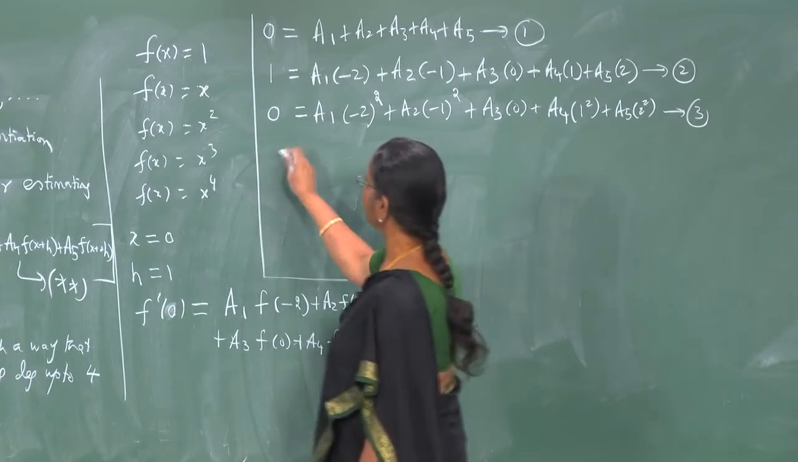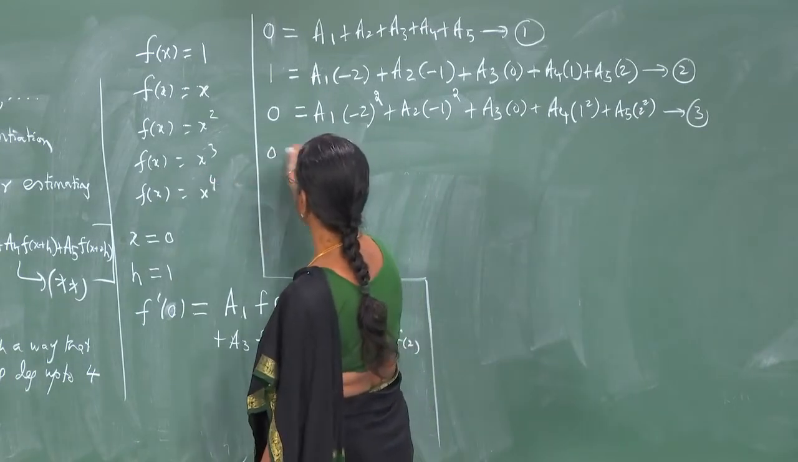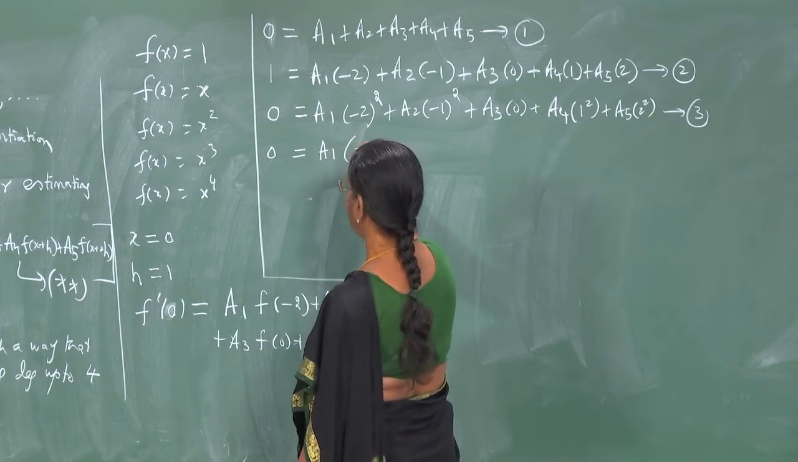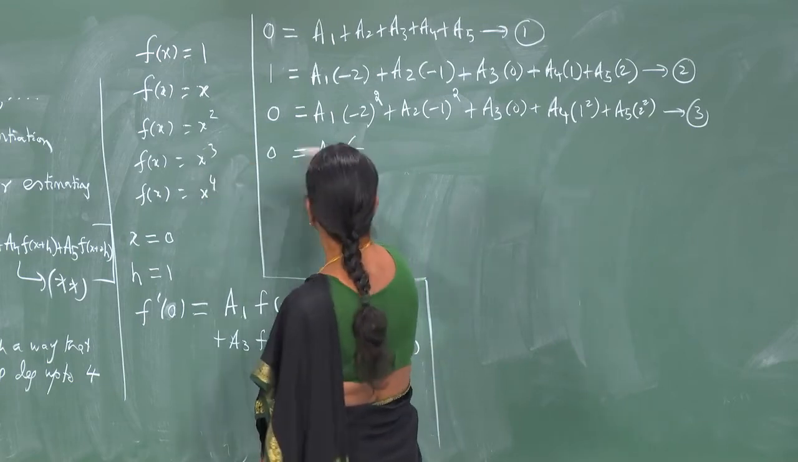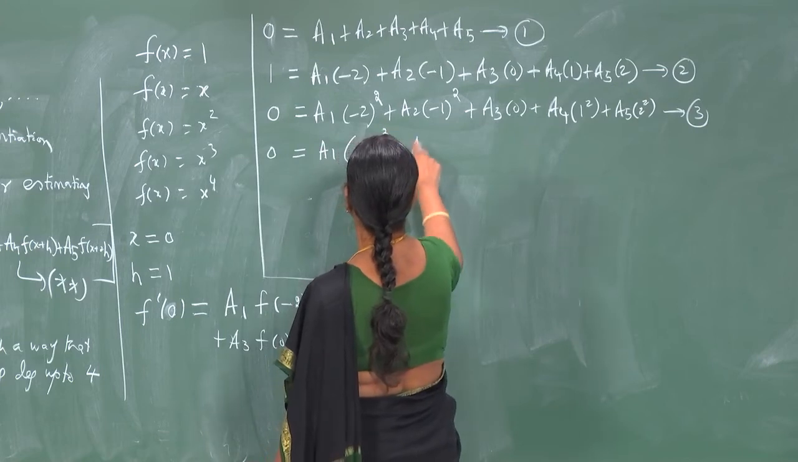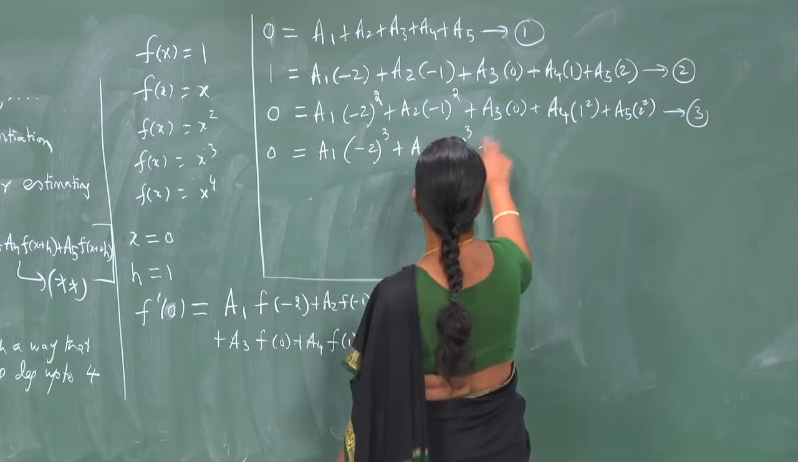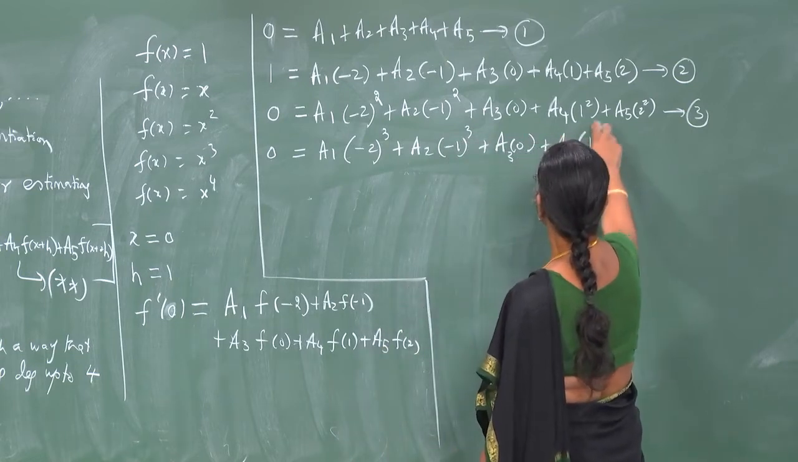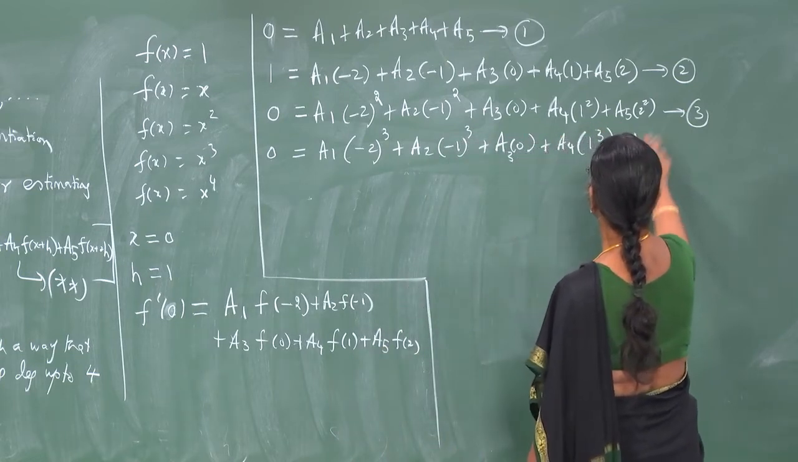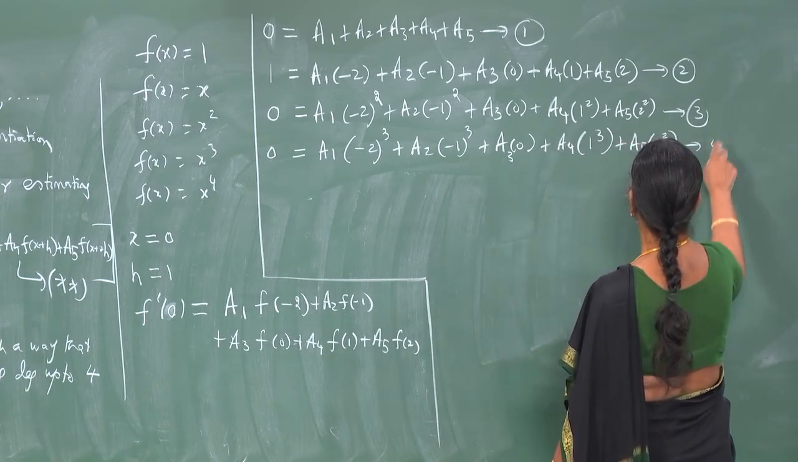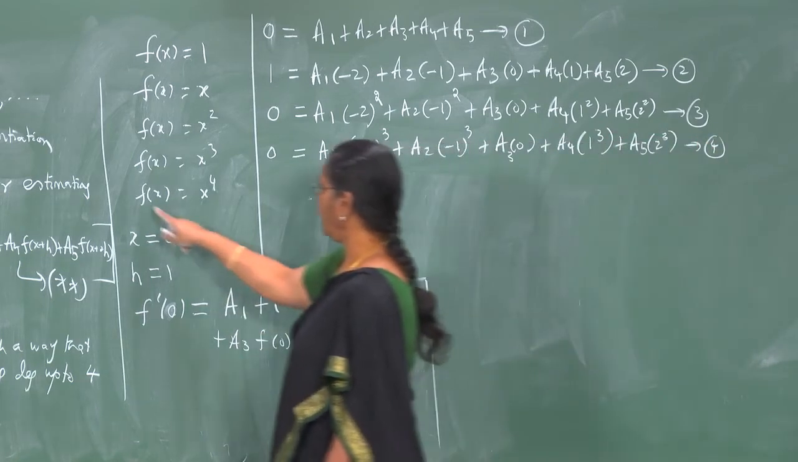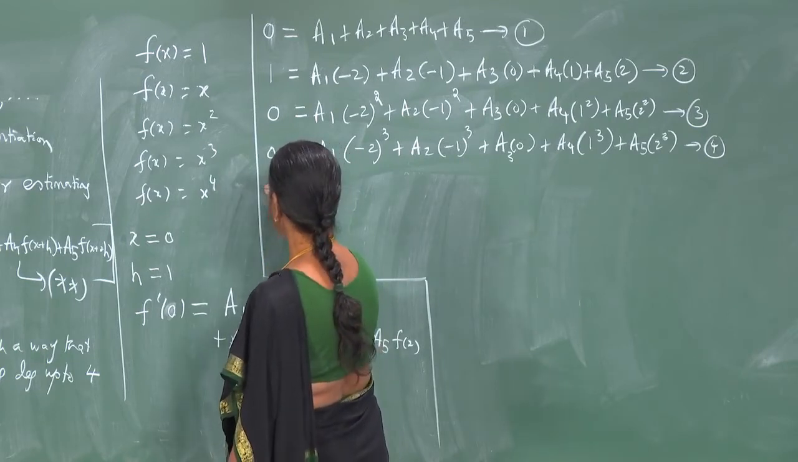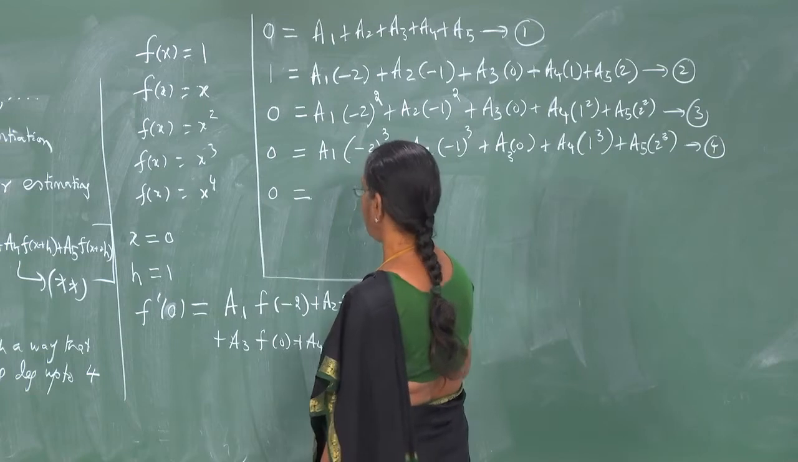Then when f of x is x cubed, its derivative is 3x square. So, at 0 it will give me 0 equal to a1 into minus 2 the whole cubed plus a2 into minus 1 the whole cubed plus a3 into 0 plus a4 into 1 cube plus a5 into 2 cubed. And finally, when f of x is x to the power of 4, 4x cubed is its derivative. So, at 0 it will be 0.